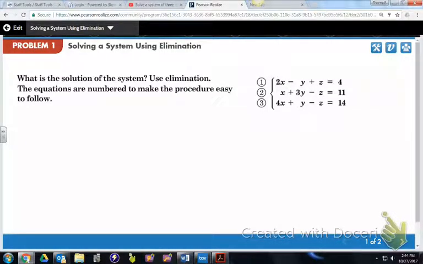Here we go. We're going to solve a 3 by 3 system using elimination. Elimination means we're going to cancel something out. When you have 3 equations and 3 variables, you need to start by pairing your equations. P-A-I-R as in 2. Pair the equations to cancel out one variable.